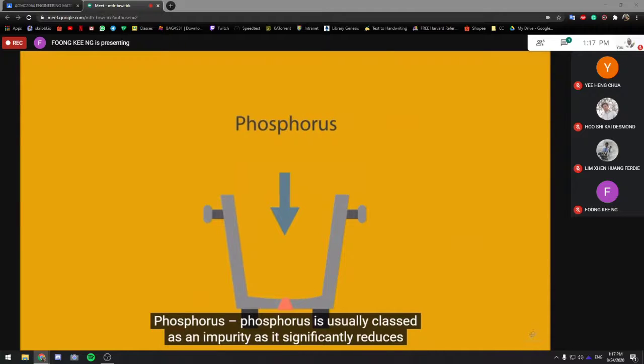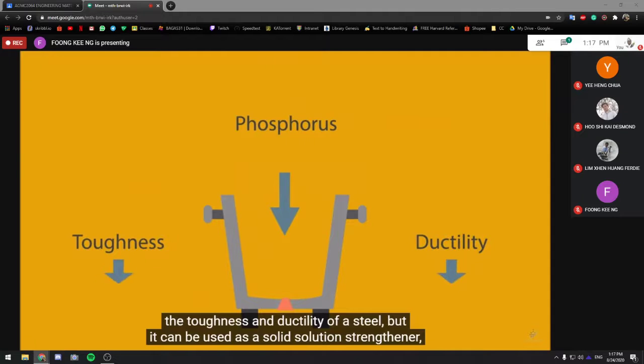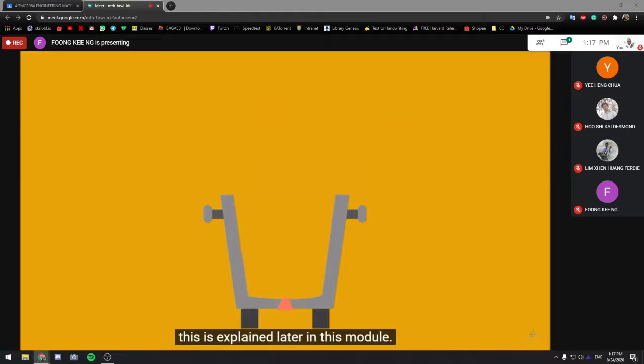Phosphorus. Phosphorus is usually classed as an impurity as it significantly reduces the toughness and ductility of a steel, but it can be used as a solid solution strengthener. This is explained later in this module.